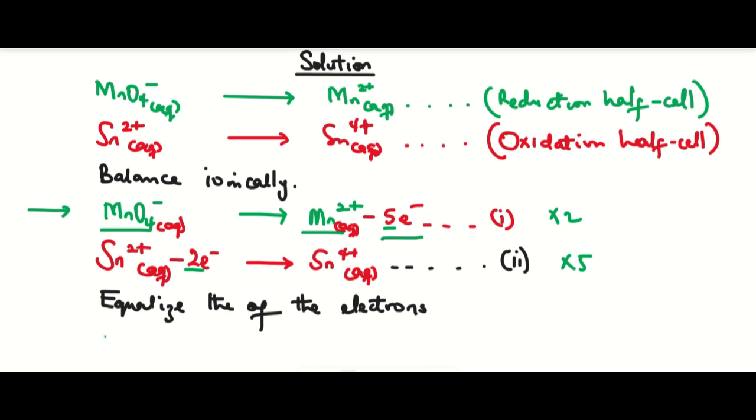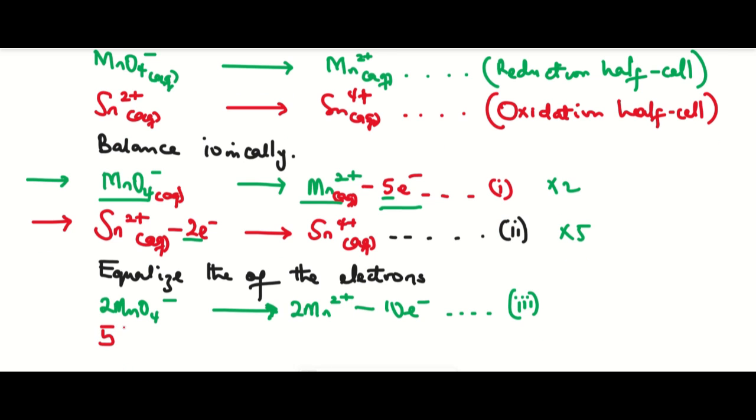Hence, we have 2 times MnO4- will give us 2 moles of MnO4- to give 2 moles of Mn2+. 2 times 5 gives us 10 electrons. This becomes my equation 3. For the second part of the equation, it should be multiplied by 5. So we have 5 moles of Sn2+ minus 2 times 5 gives us 10 electrons to give 5 moles of Sn4+. This becomes our equation 4.